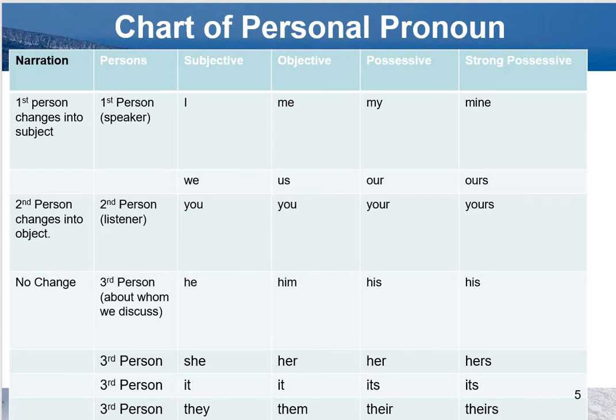I, me, my, mine. We, us, our, ours. You, yours. He, him, his. She, her, hers. It, its. They, them, theirs. Now memorize persons. First person. First person means who speaks. Second person is the audience, listener. Third person about whom we talk or discuss. Okay. Narration, when we'll discuss narration, we will read this rule at that time.